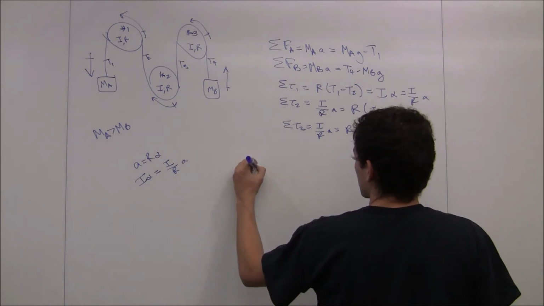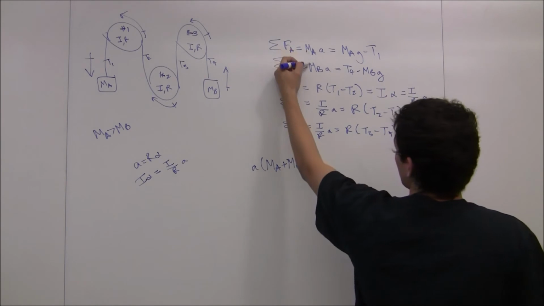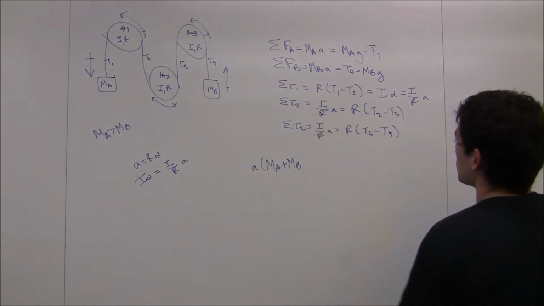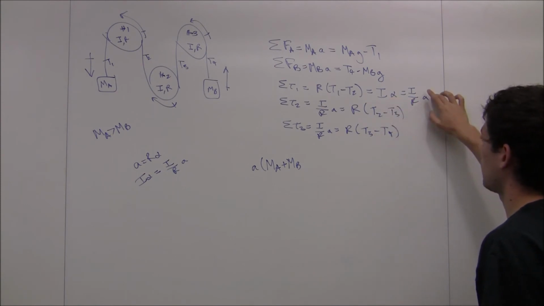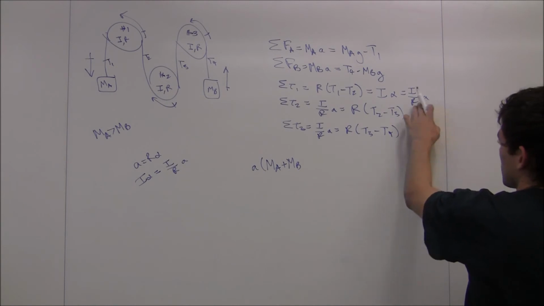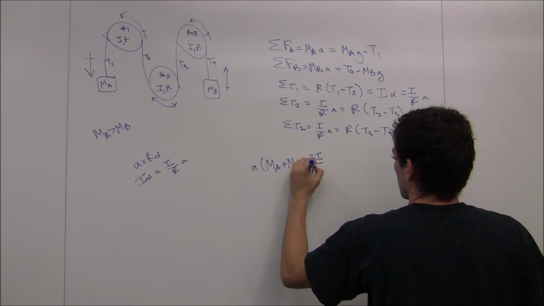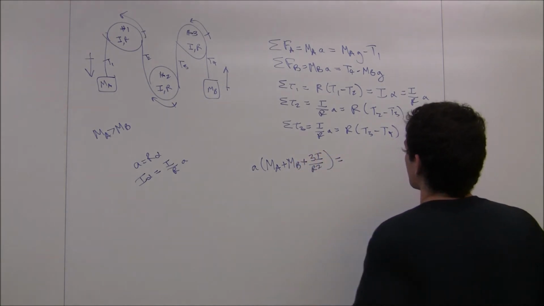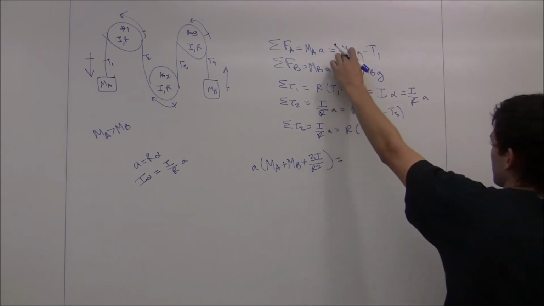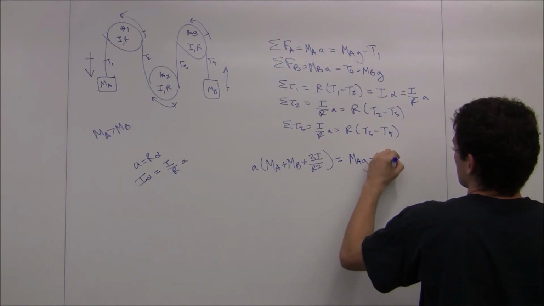We're going to get acceleration times mA plus mB. That's coming from these two terms right here. And then here we're going to add I over r squared, but there's going to be 3 of them because they all have the same I over r squared on the left-hand side. And so that's going to be plus 3I over r squared is equal to, now all of these tensions are going to cancel out, and we're going to be left with just mA times g minus mB times g.